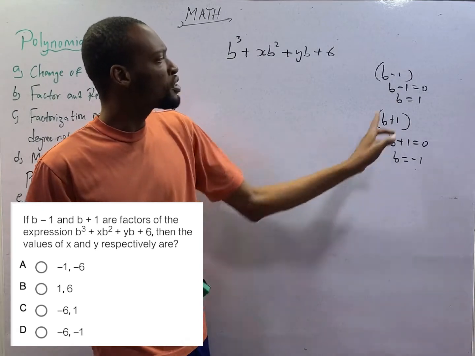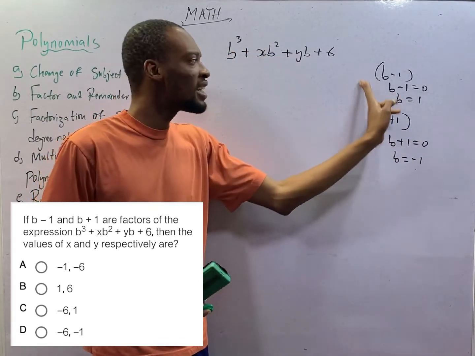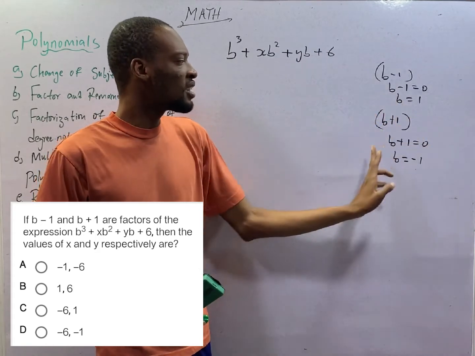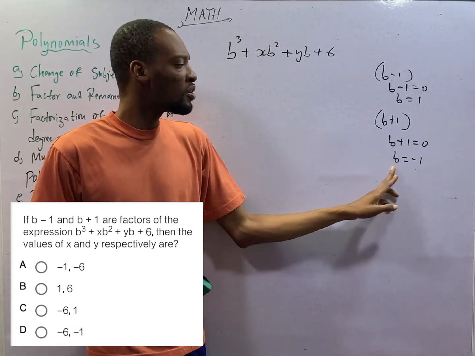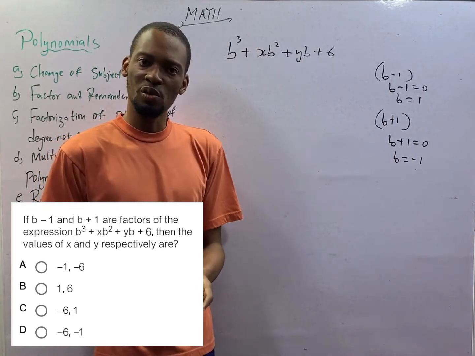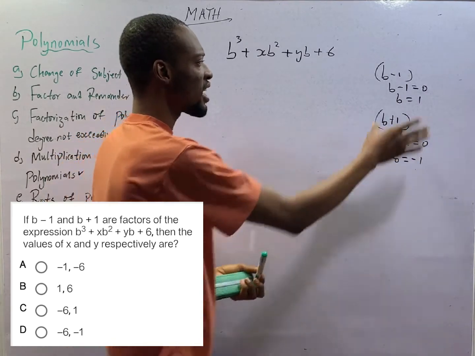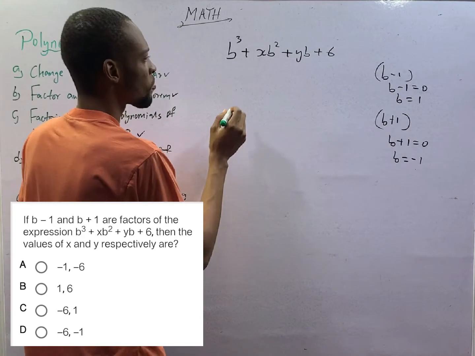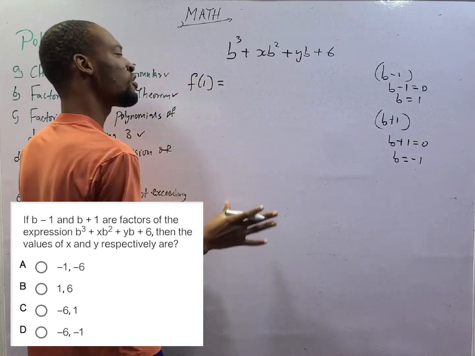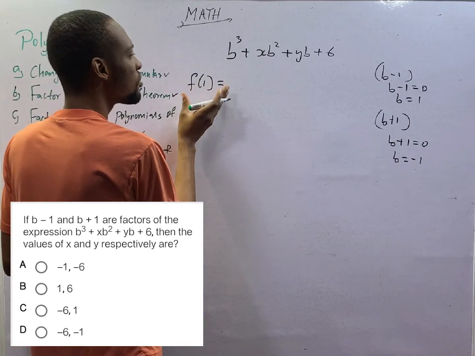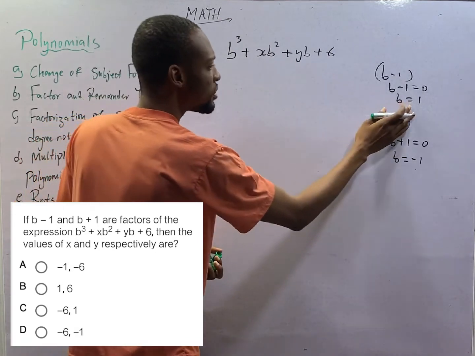Therefore, if you put b equals 1 in this polynomial, you will get 0 because this is a factor. And if you put b equals minus 1 into this polynomial, the answer will give you 0 because b plus 1 is also a factor. So, let's try the first one. You simply say function of 1. Function of 1 means put b to be 1. Anywhere you see b, put 1.